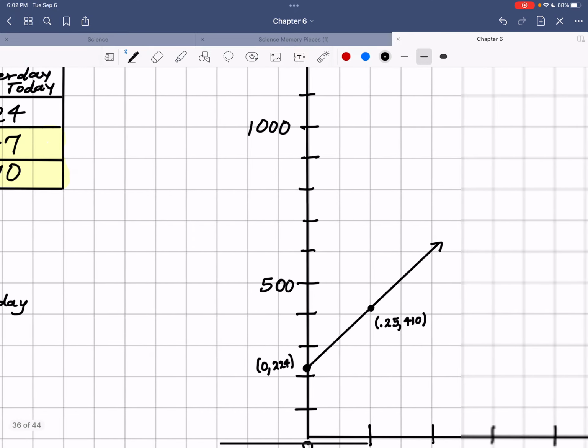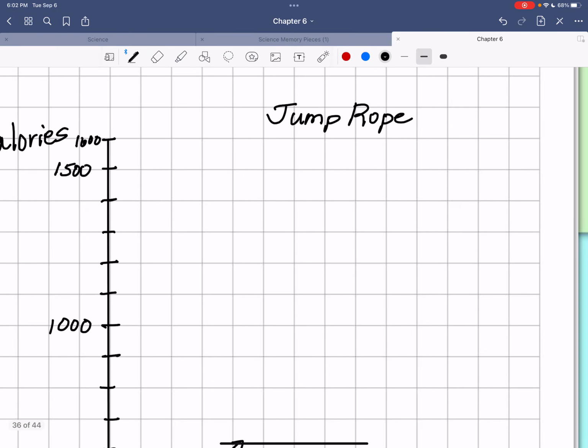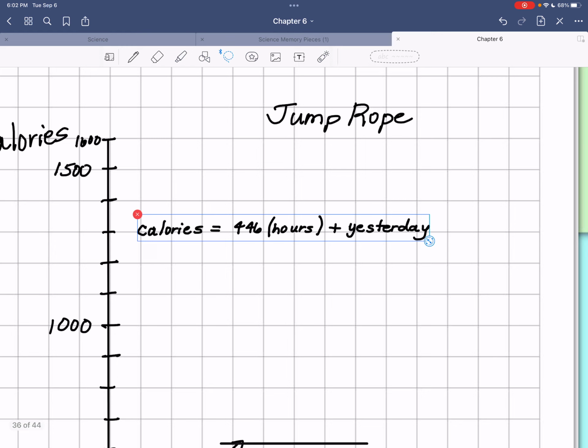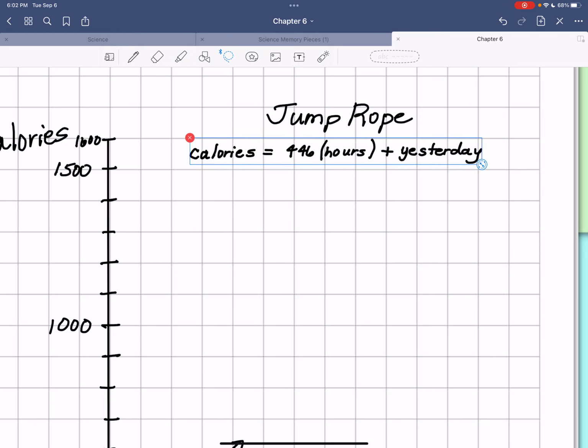Okay, let's get the function for jumping rope. And here's where I'm going to use that same formula, except the slope is going to change. We have to figure out what that slope is. We know yesterday's calories. We know that hours is the x variable, calories is the y variable. So we need to know slope.